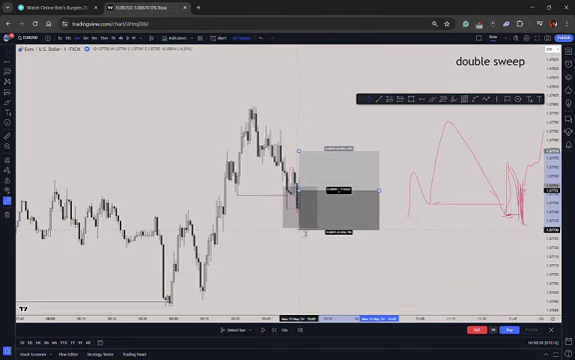Stop loss for me will be below this low as I expect it to be a mitigation of this point and price wants to move away. Then set targets. Now let's see what happens.